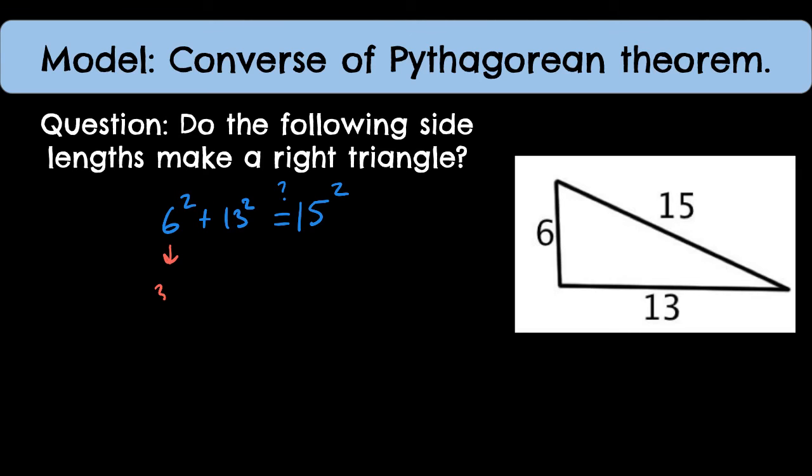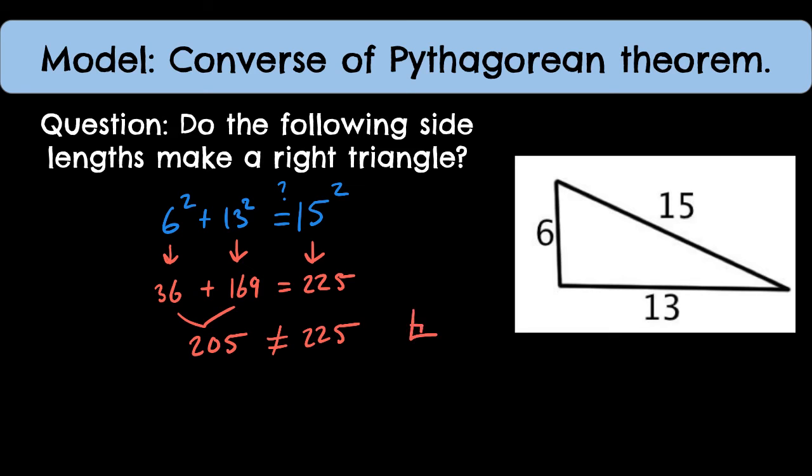So 6 squared becomes 36. 13 squared is 169. And 15 squared is 225. So we'll go ahead and combine 169 plus 36, and we'll have 205. Well, 205 is not equal to 225, so we know that it is not a right triangle. But we can use this information to see what the side length would have been if it was a perfect right triangle. The square root of 205 is equal to 14.31, which again is not equal to the square root of 225, which is 15.